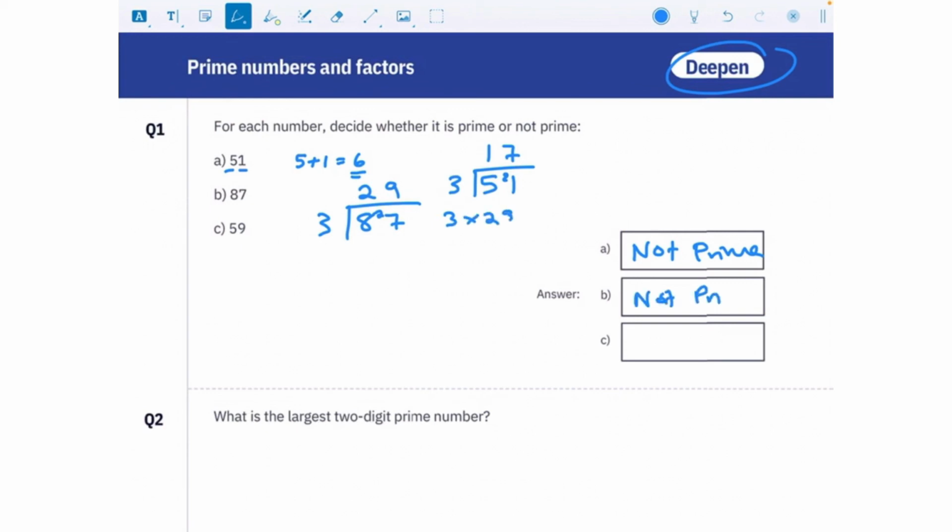Now, 59 is not in any times table that I can think of, and if we do 9 add 5 we get 14, so it's not in the 3 times table, it's not in the 4 times table or the 5 times table or 6 or 7 or 8 or 9 or 10 or 11 or 12. So by working our way up we can see that it isn't in any times tables, so it's only in the 1 times table and the 59 times table, and that means that it is prime.